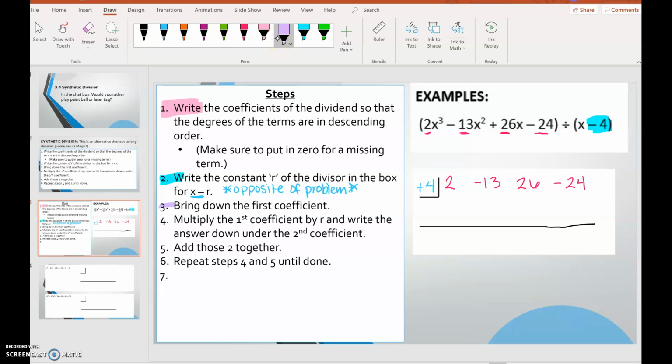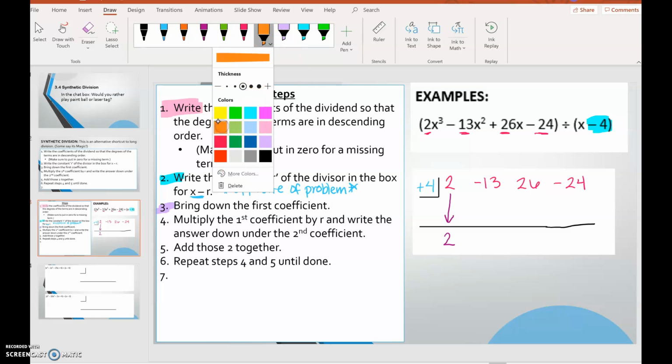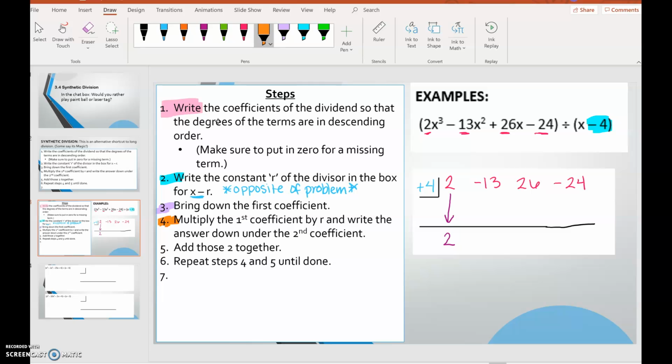Okay, now let's look at the next one. Step 3, bring down the first coefficient. So here's the first coefficient. We're just going to bring it on down underneath right there. That's it. And then the next thing is multiply that coefficient. So I'm going to go ahead and highlight it in orange. Multiply that first coefficient by r and write the answer down under the second coefficient.